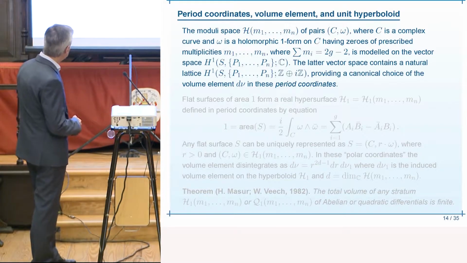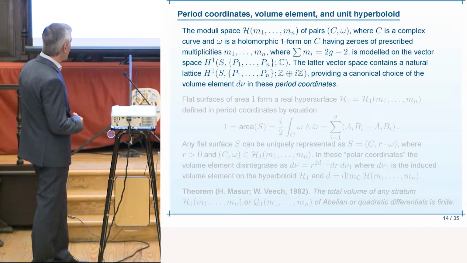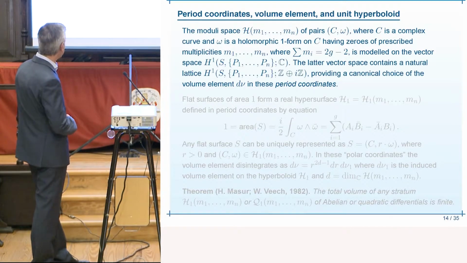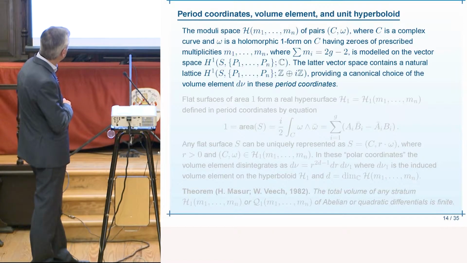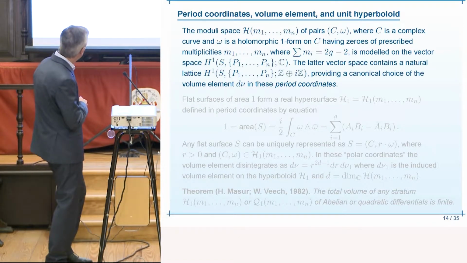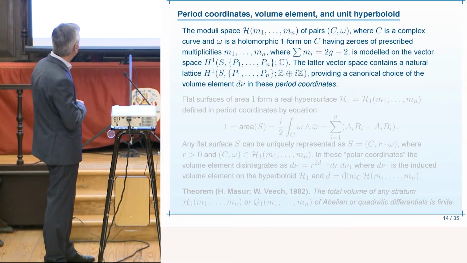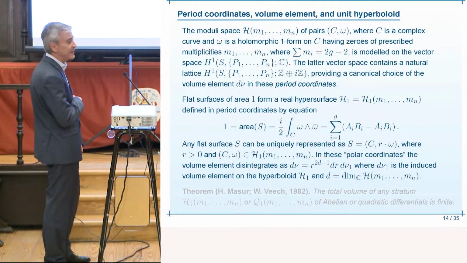Now, I already mentioned that we have a natural volume element. In this language, it can be defined as follows. Our space is modeled on a vector space, and this is not an abstract vector space, it's cohomology. Inside this vector space, we have a very natural integer lattice, just cohomology with coefficients Z plus iZ.